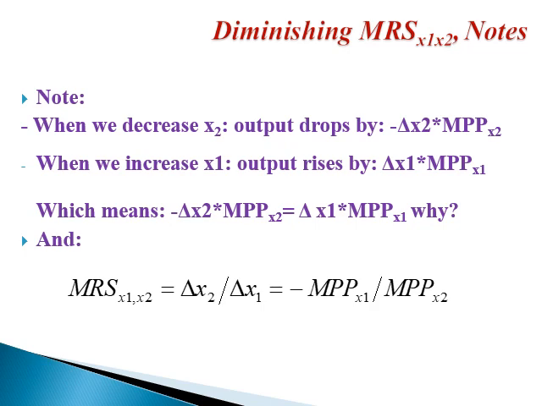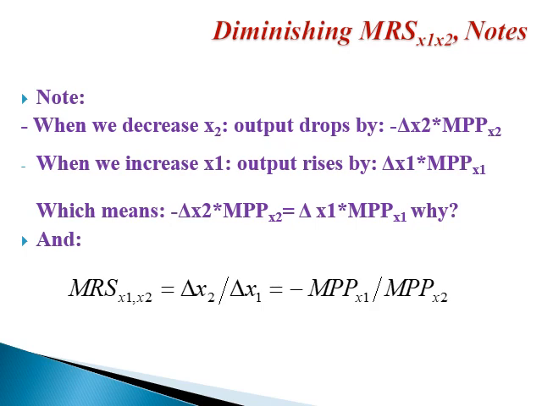What you need to get out of this slide, in order not to confuse you and make you really sweat: when we decrease x2, output will drop by the amount of decrease in x2 multiplied by its marginal physical product, and if we increase x1, output will increase by the amount of increase in x1 multiplied by its marginal physical product. Which means that along the isoquant, because there is no change in the level of output, the drop in x2 multiplied by the marginal physical product of x2 must be equal to the increase in x1 multiplied by its marginal physical product.